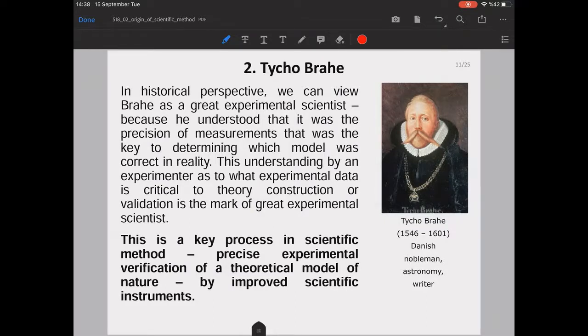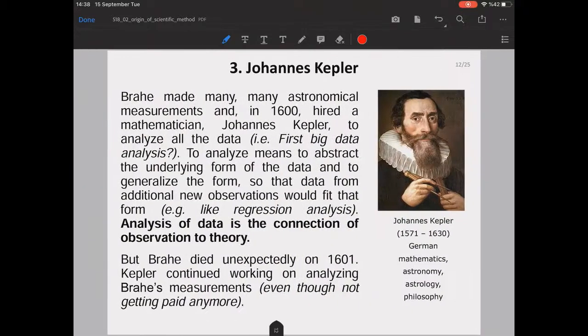This understanding by an experimenter as to what experimental data is critical to theory construction or validation is the mark of great experimental scientists. This is a key process in scientific method. We can say that it is a precise experimental verification of a theoretical model of nature by improved scientific instruments.